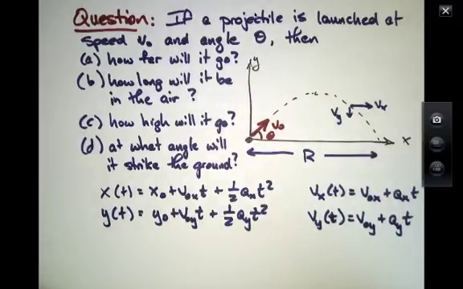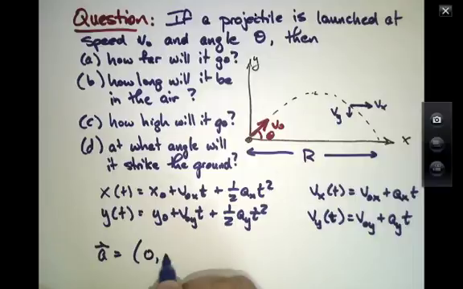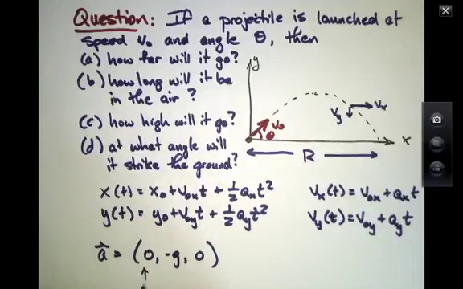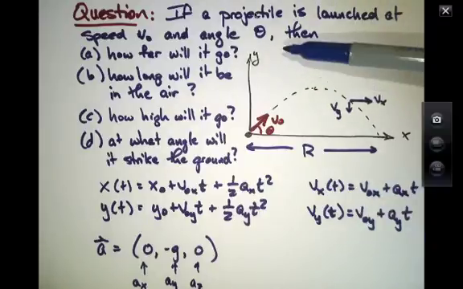The only difference here is that the acceleration, which is a vector, is 0, minus g, 0. In other words, its x component is 0, its y component is minus g, and its z component is 0. So we can break our problem down. We don't need quite a three-dimensional system here. We can break it down to a two-dimensional problem.